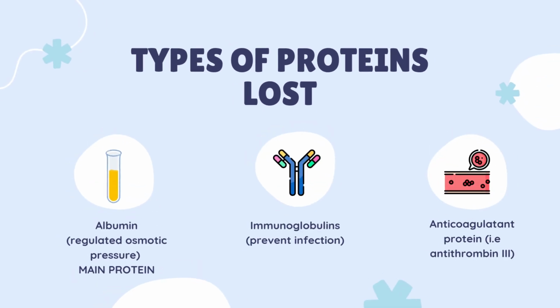So what are the types of protein that we lose? One, we lose albumin. This is the main protein and it regulates our osmotic pressure. We also lose immunoglobulins, which prevent infection, and also anticoagulant proteins, which prevent blood clot formation.